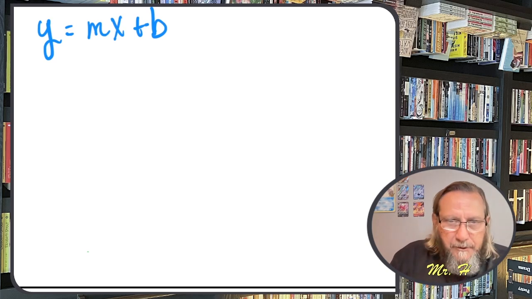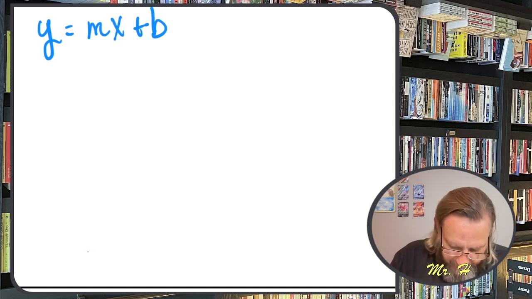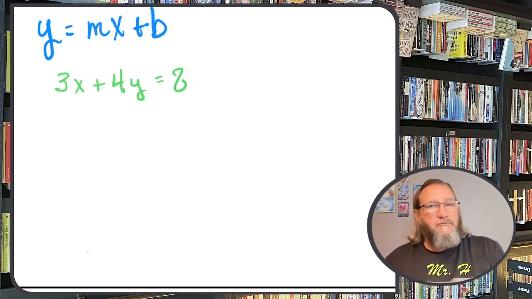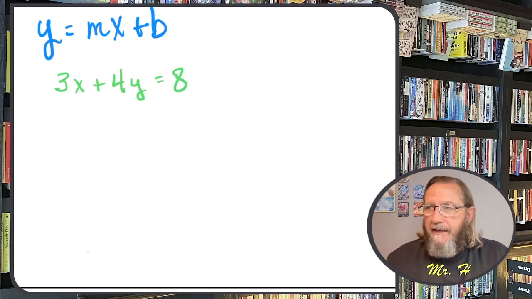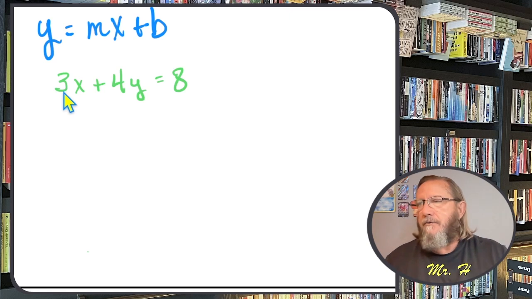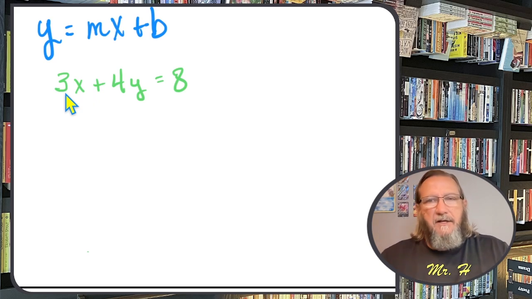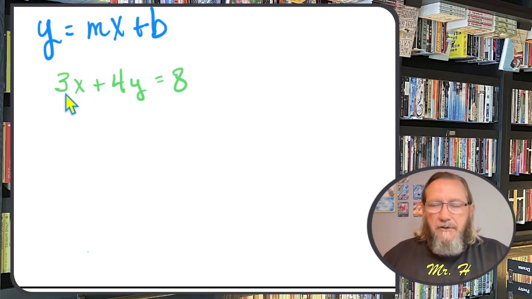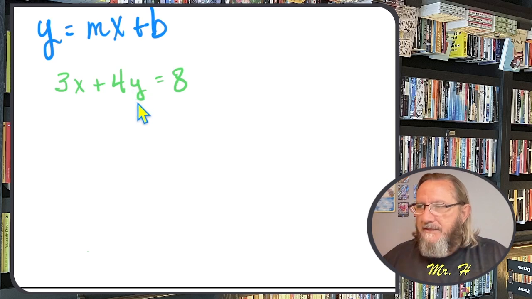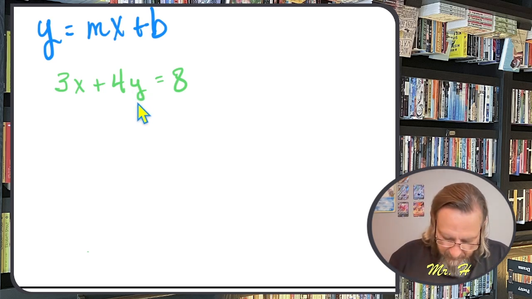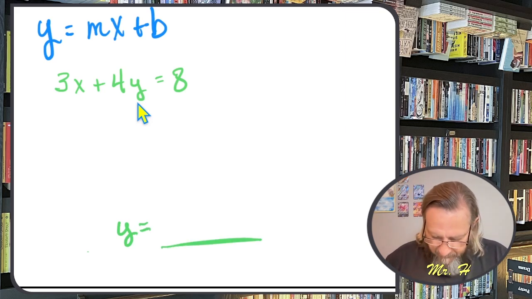The next problem we're going to do is 3x plus 4y equals 8. Again, this one is not in slope-intercept form. We can't simply look at this 3 and say, oh, that's going to be the slope. No, that only works when it's y by itself equal to m times x plus b. That's the only time we can look at the number in front of x, the coefficient of x, and say, oh, that's the slope. So I've got to work on this. I've got to get the y all by itself.